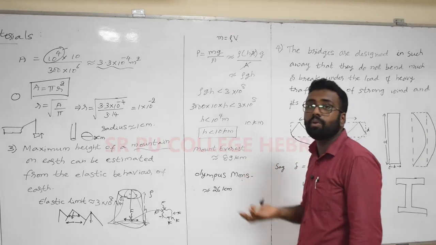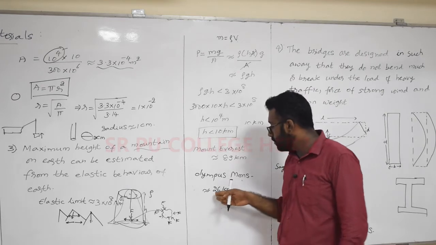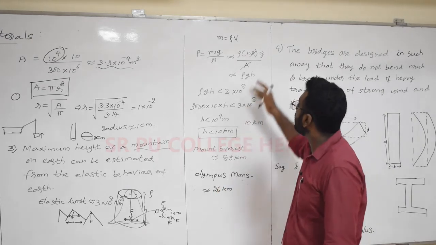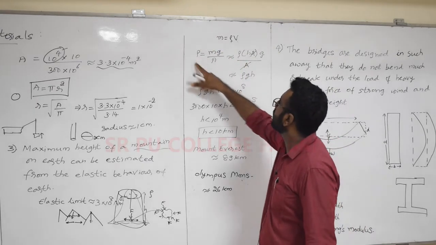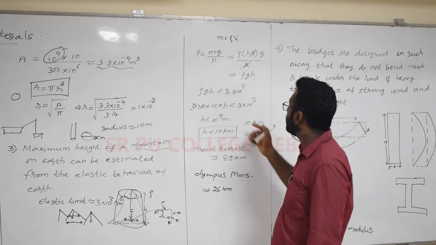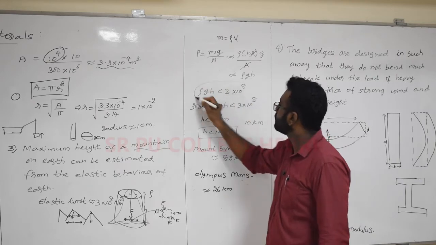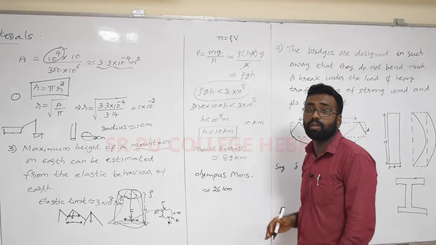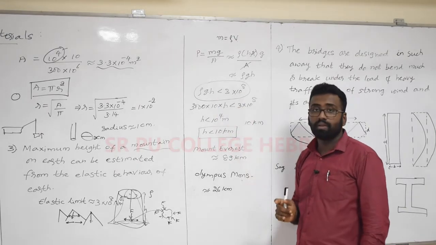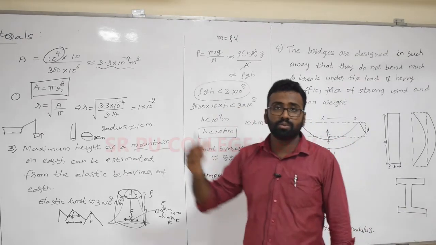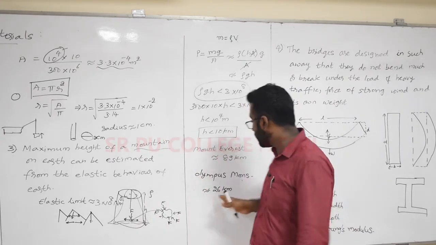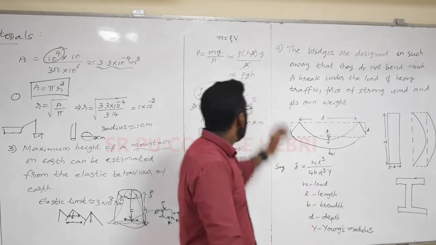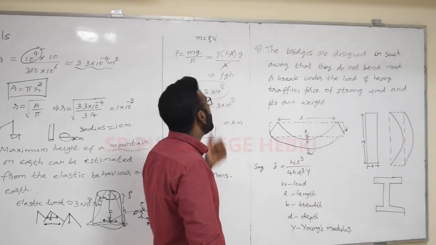And you can think about why you can have the value which is approximately 26 kilometers. So you can get the idea from this equation itself, or here you can understand why this value is approximately 26 kilometers from this equation. You have to tell me after you see this video why 26 kilometers is possible on Mars. Okay, next one is about the designing of bridges.